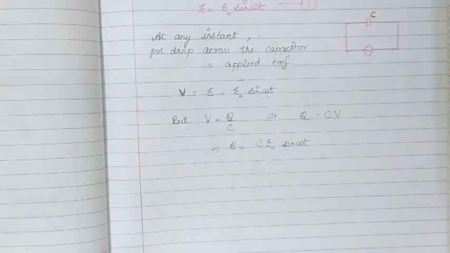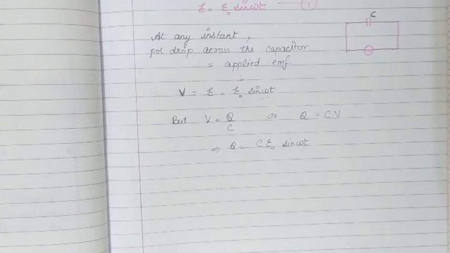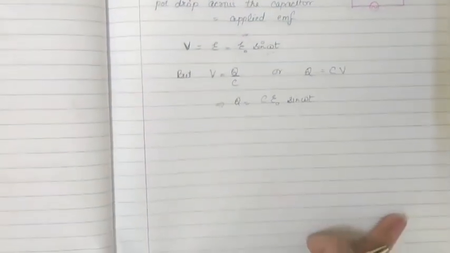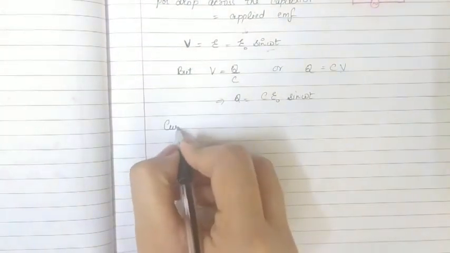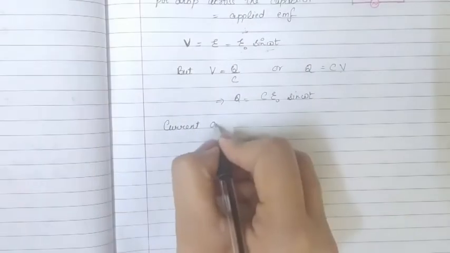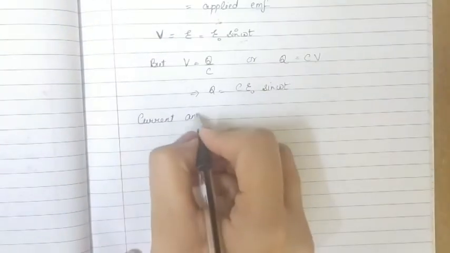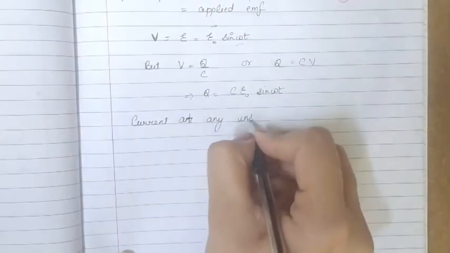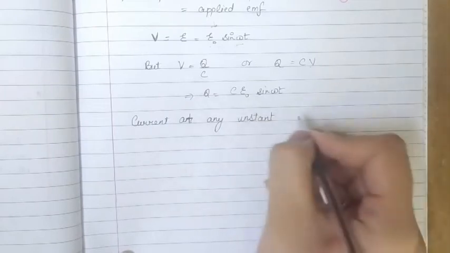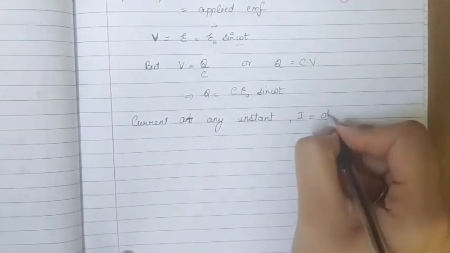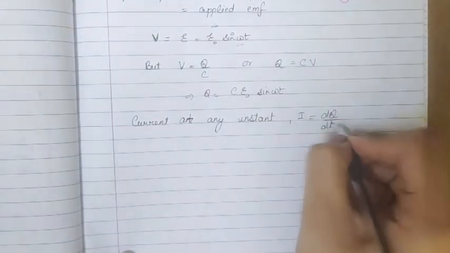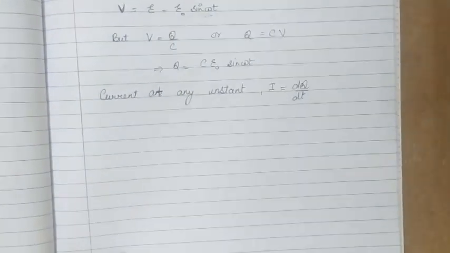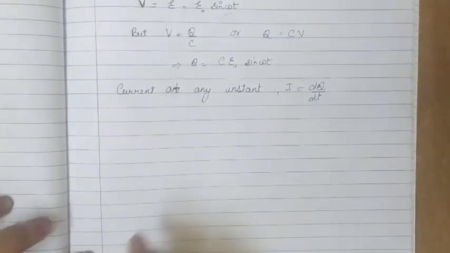Now we wanted to find the current in the circuit and we already know the charge. So the rate of change of charge is equal to current. That means the current at any instant can be determined by dq over dt. So now we are going to solve dq over dt to find the value of current I.